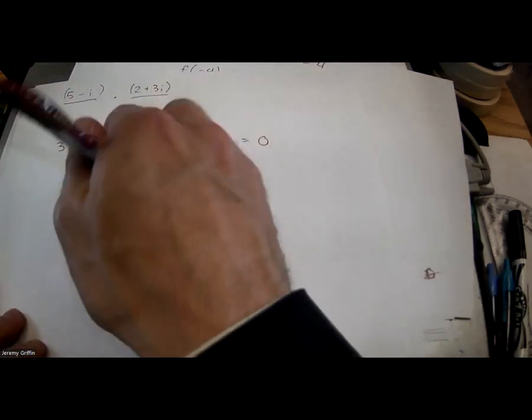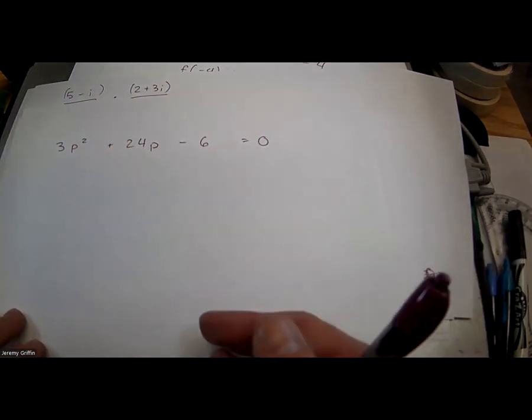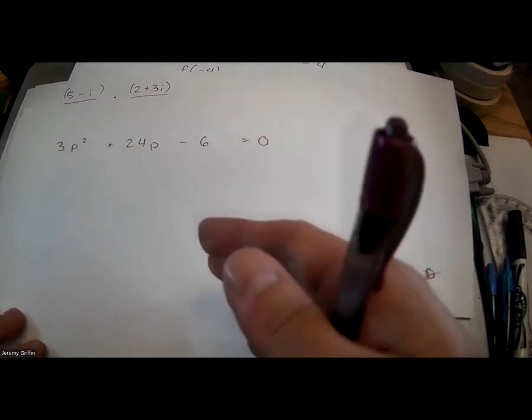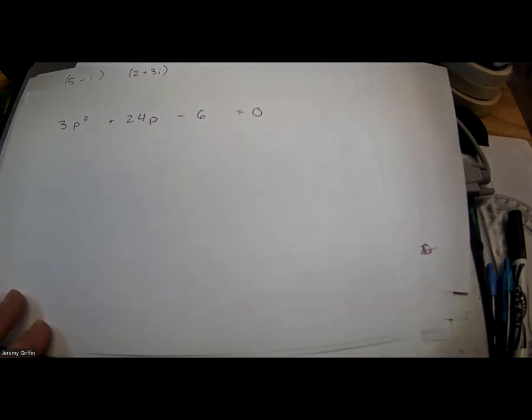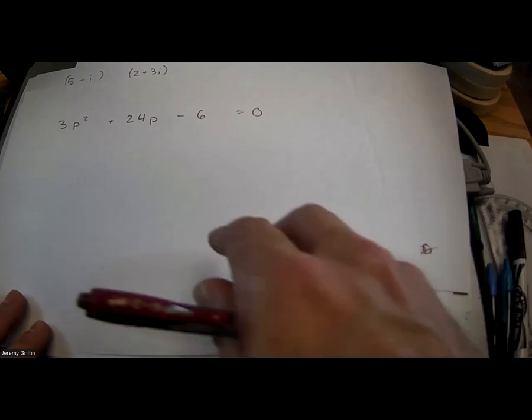So they said, what is the sum of the values that p could be? Now, right away, I see it's quadratic. So there's probably going to be two solutions, although it is possible there's one or zero. But there's probably going to be two, and we'll just take those two solutions and add them together. SAT likes to do that. They say find x and y, and then do one last little operation: add them together, subtract them, multiply them. In this case, add them.